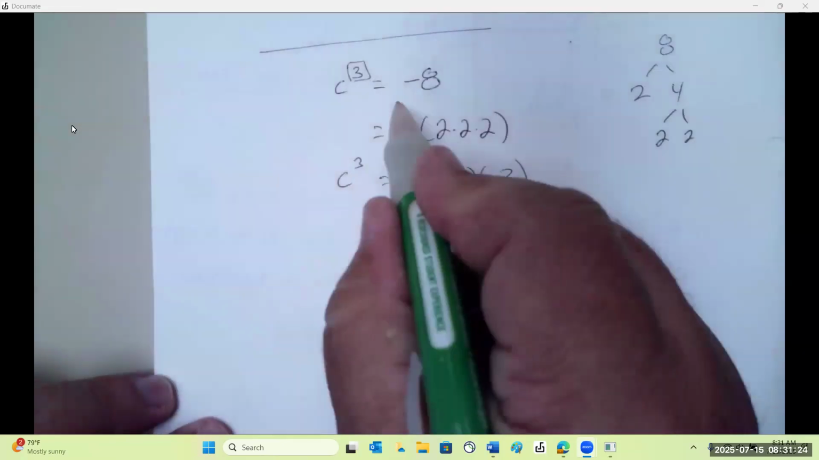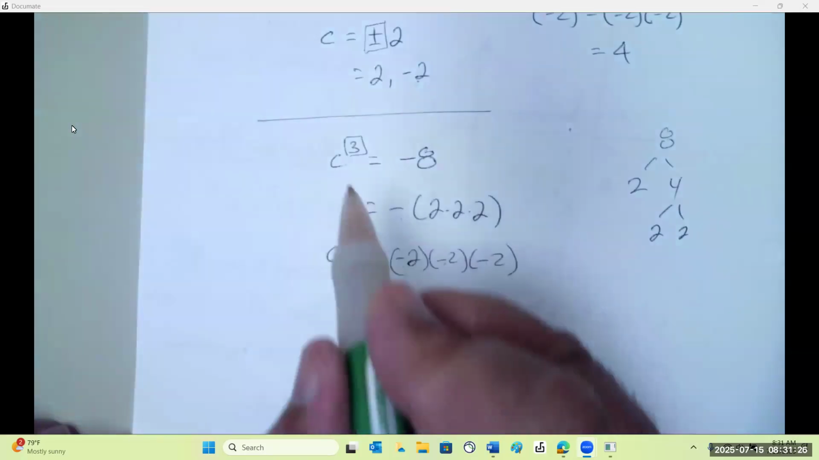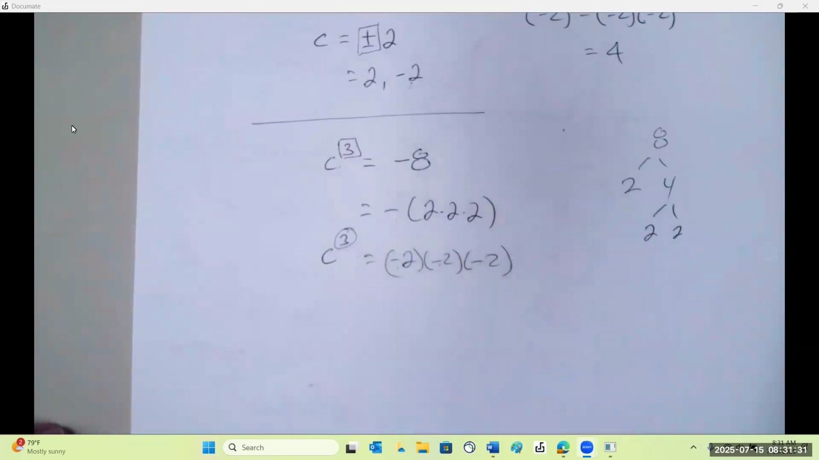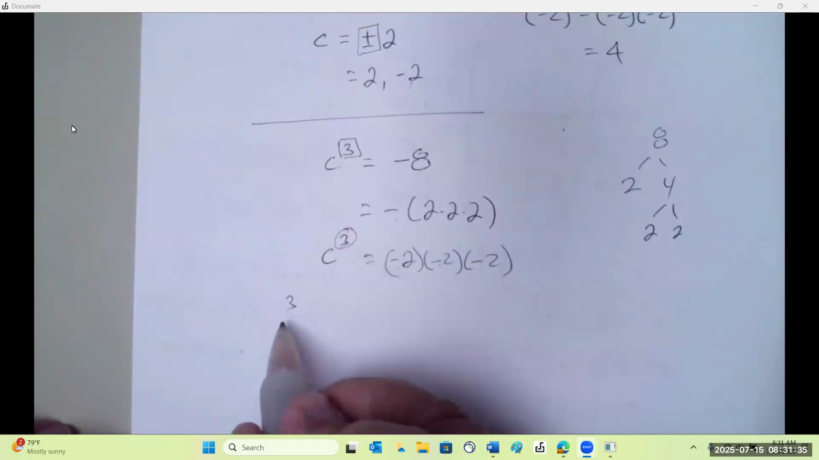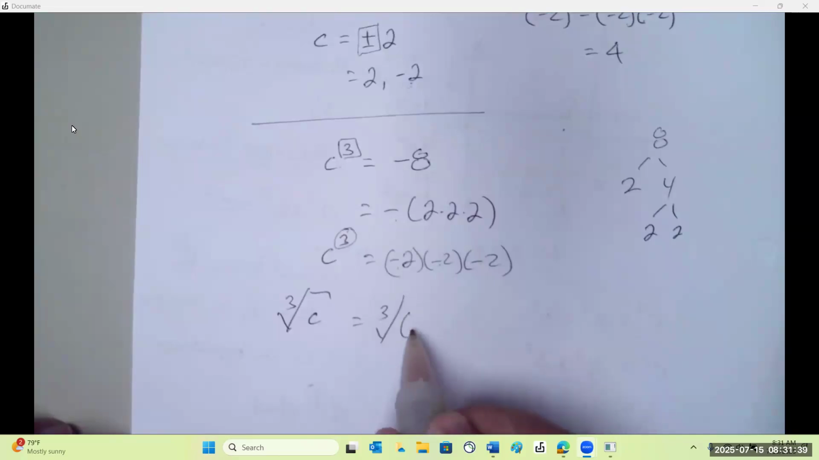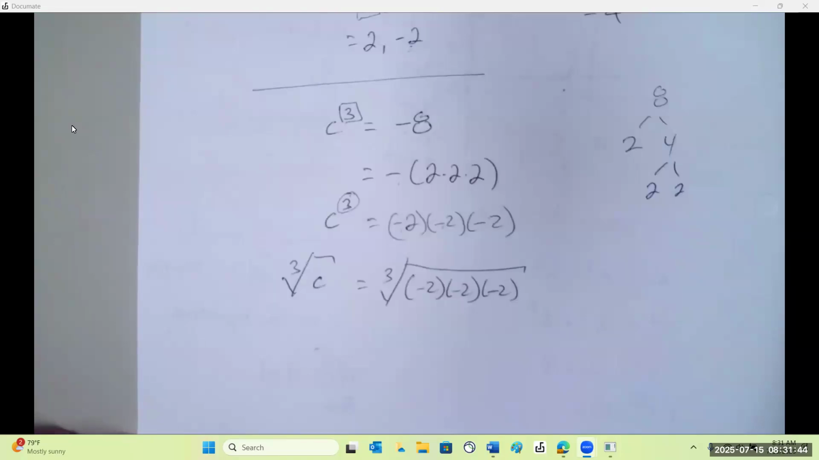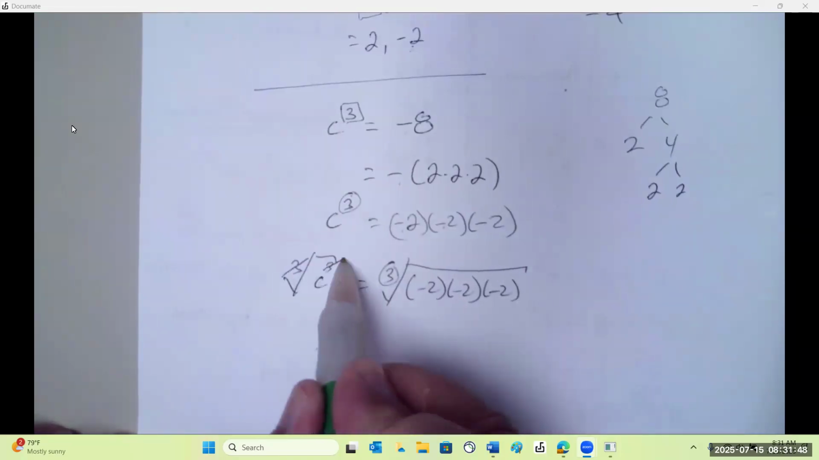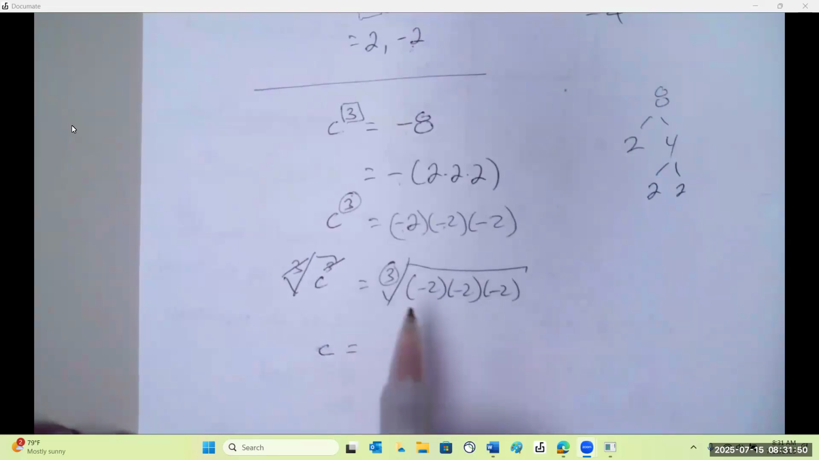So this answer, what would c equal? How would you get rid of that 3 right here? Take the cube root. Whatever is up here, I take that root. This thing tells me I need 3. So this and this cancel. I need 3 of a kind. Check. So the answer is -2.